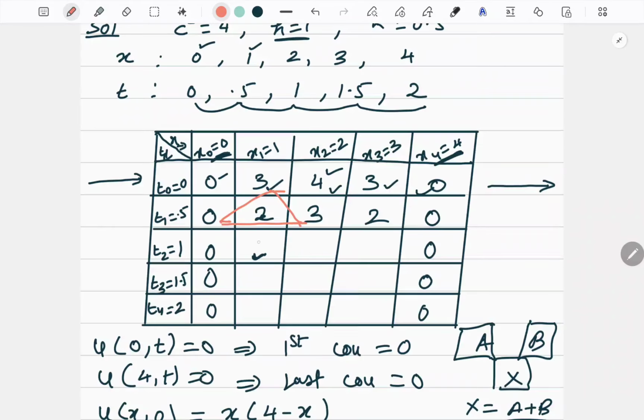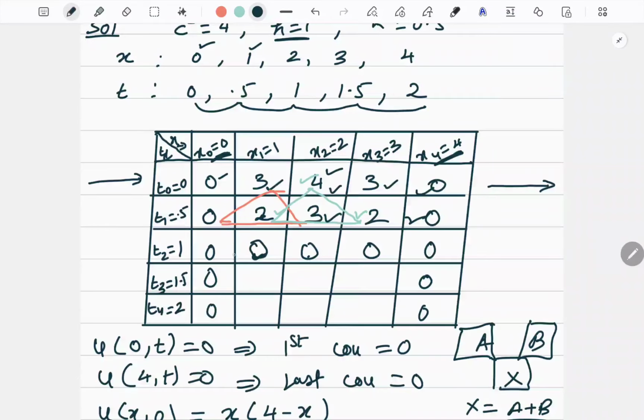So 0 plus 3 minus 3 is what? 0. Now look at this position. Now where is the triangle? Now the triangle is this one. So this plus this minus this. So 2 plus 2, 4 minus 4, again 0. Next one, this column you have to fill. So 3 plus 0 is 3 minus 3, again 0.